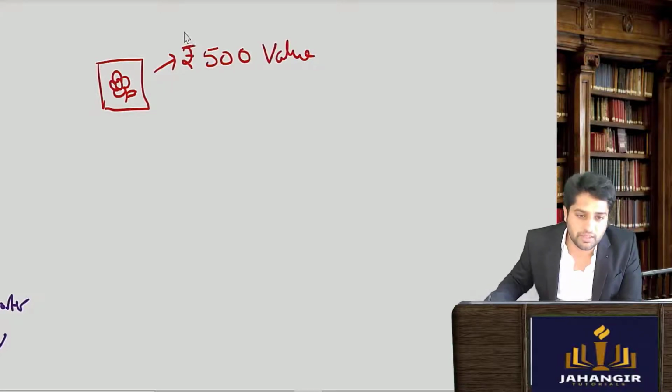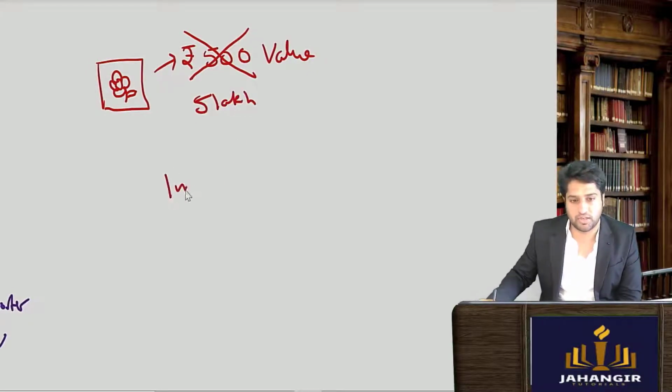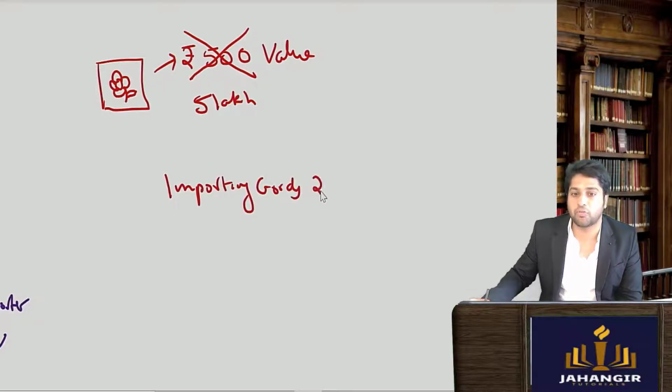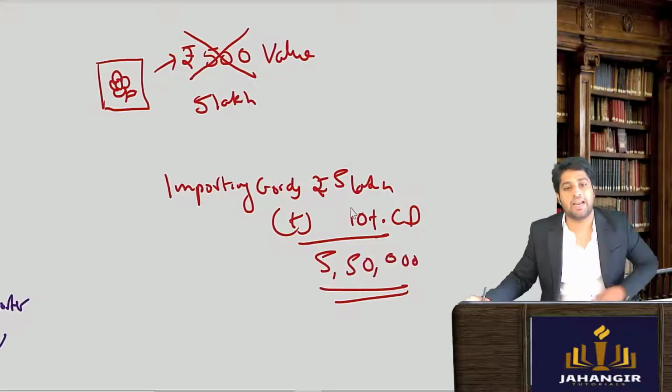Suppose it is worth 5 lakhs and I'm importing goods worth rupees 5 lakhs. I'll happily pay custom duty on this 5 lakhs also, 10%. I'll happily pay 5 lakh 50,000, and I will send.